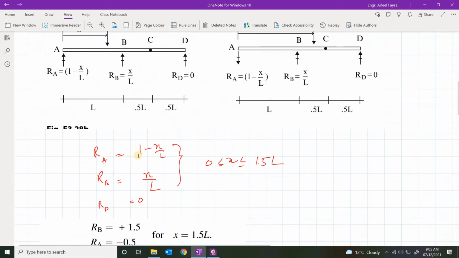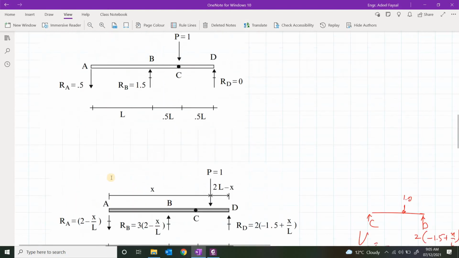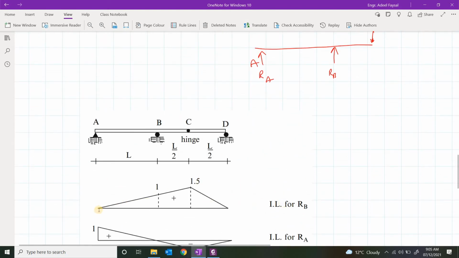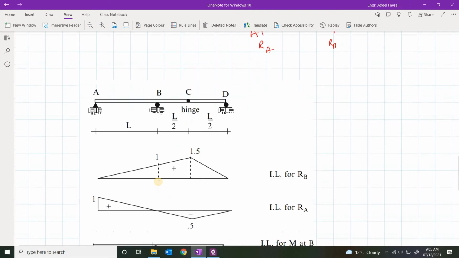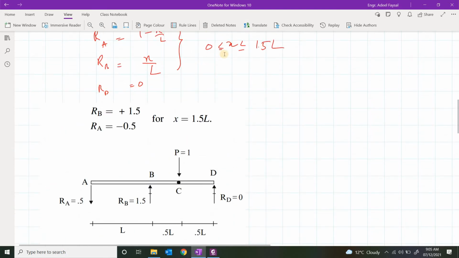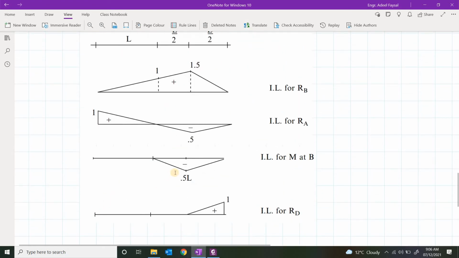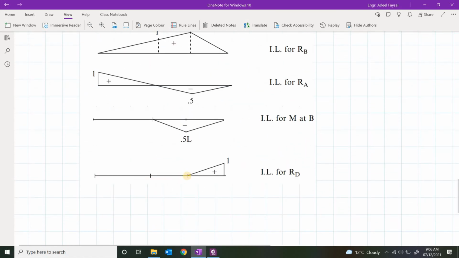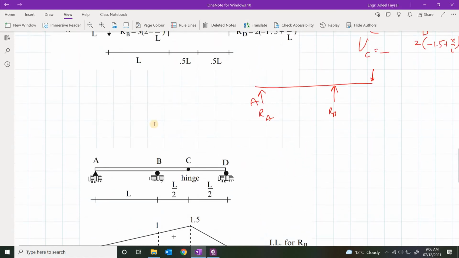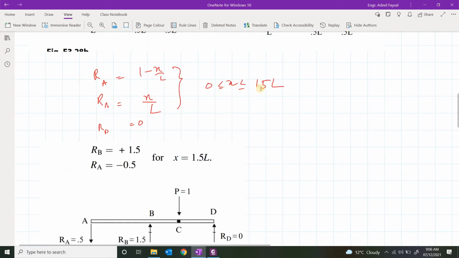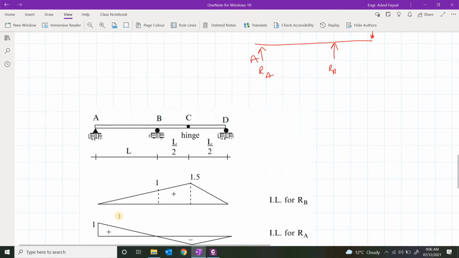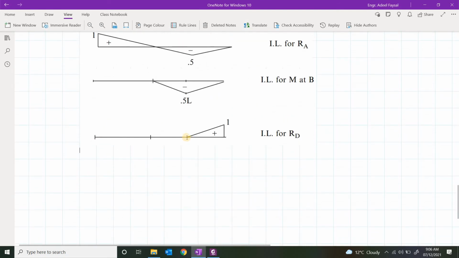And then let's look at RB. When you put X equal to 0, you get 0. This is why the ILD for RB starts with 0. And similarly, RD would be 0 no matter what value of X you use from this range. So RD also starts from 0. And it remains 0 for all this range. For all the values of X between 0 and 1.5 L, RD remains 0. So you see a flat line, a 0 line, up to this point.